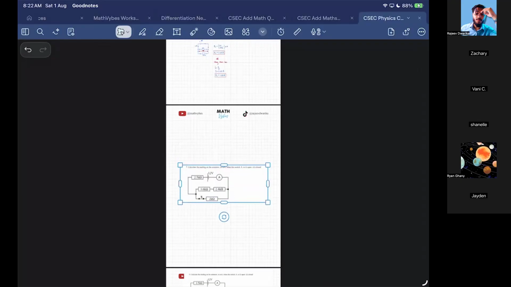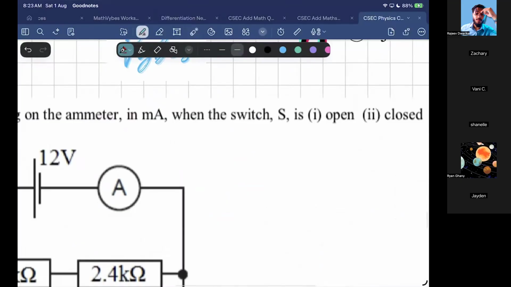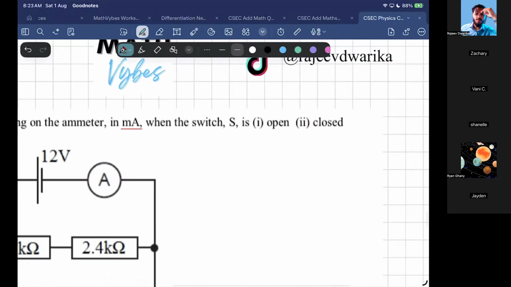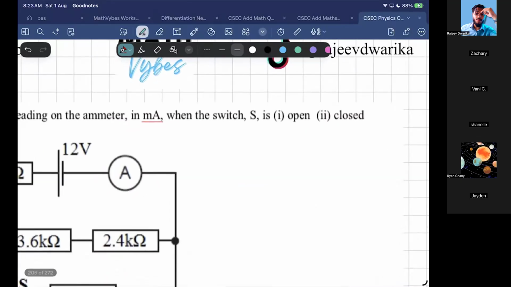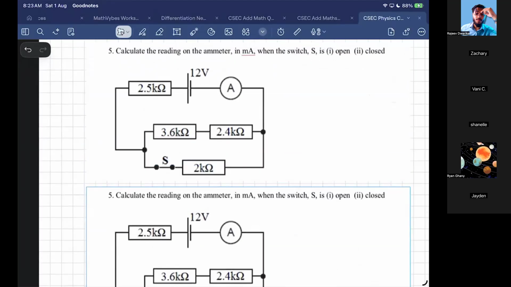Alright, cool. So let's answer this question. Zachary, they say calculate the reading on the ammeter in milliamps. Guys, do you see this? The small m represents milli, the big A represents amps, and current is measured in amps. Proper way to say it, amperes. So that's really milliamperes, but everybody is just saying milliamps. So they want us to find the reading on the ammeter when the switch is open and when the switch is closed. So Zachary, we'll be dealing with the switch open. Okay?